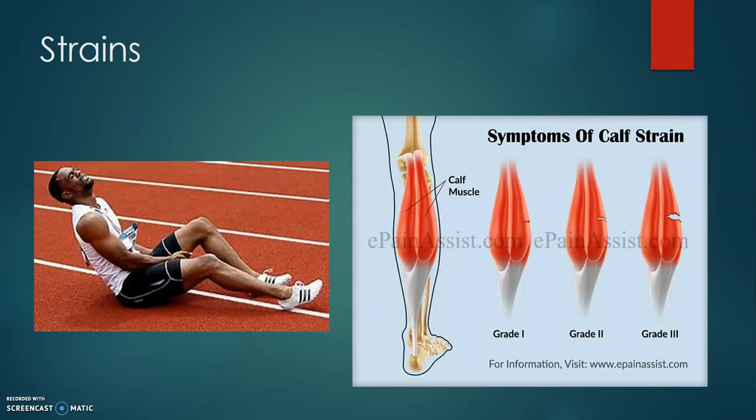The severity of a strain can be categorized into three grades. Grade 1 is a pull, which is relatively minor, 10 to 15% damage to the muscle fibers. Grade 2 is a tear, so the muscle is more damaged but not completely ruptured, with more extensive damage to the fiber tissues. And grade 3 is a complete rupture, where 50% to 100% of the muscle fiber has been damaged. In most cases, this will require rehab and surgery.